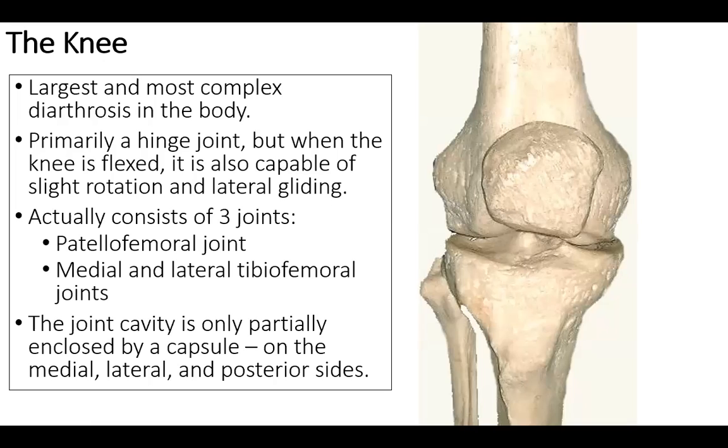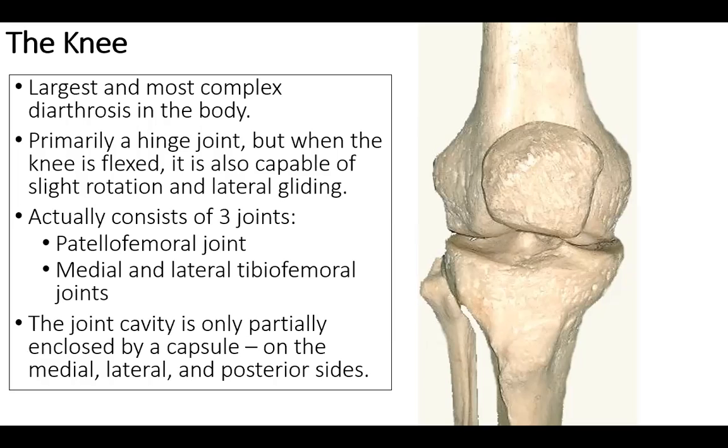We have three joints that come together. It is the joint between the patella and the femur, and the medial and lateral tibia and fibula. The tibia and the femur come together on two areas. So we have a lateral connection between the tibia and the femur, a medial connection between the tibia and the femur, and then of course the femur and the patella itself. So we have three joints that work together there.